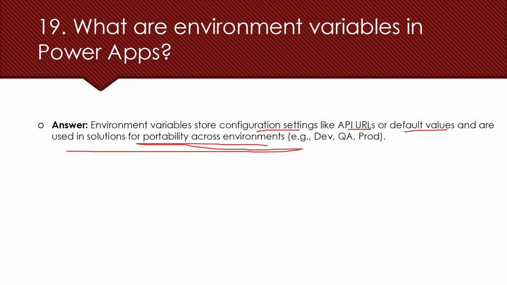If we create one environment variable for this particular URL, we only have to change that URL in the environment variable. We don't have to go and change it in all the places where it is used in our Power Apps. We can have three different values for that as we need.